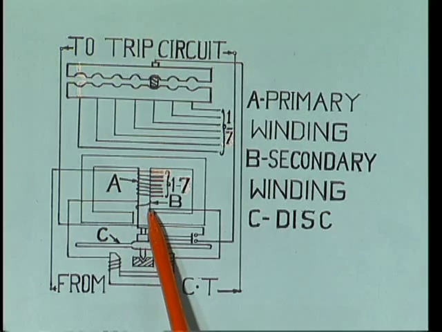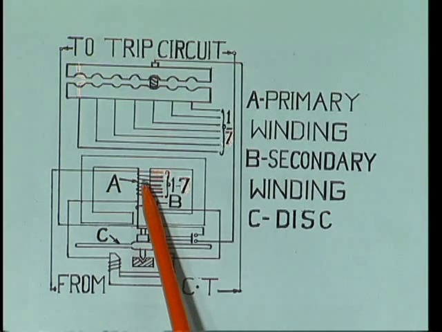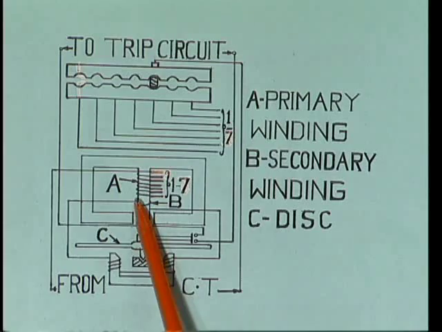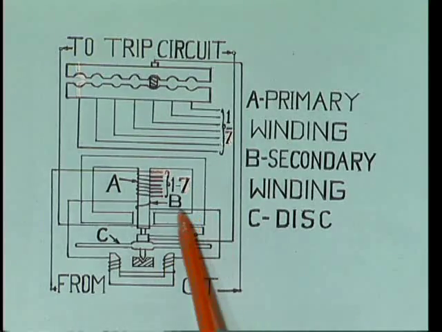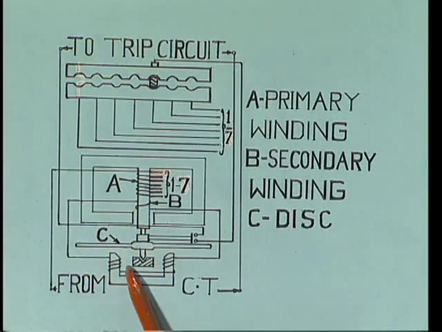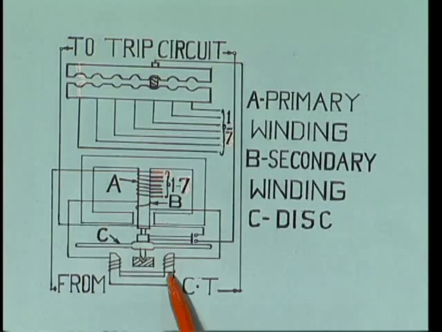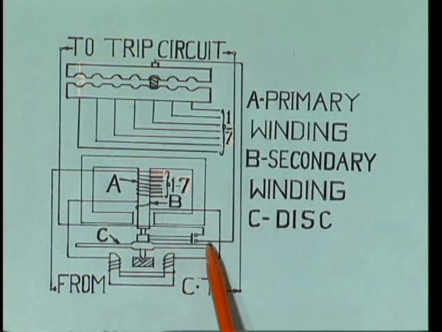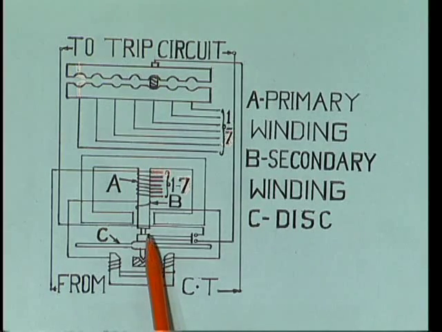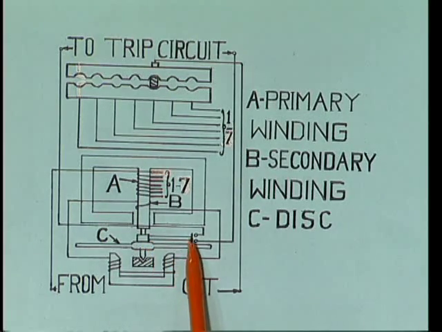This secondary winding is energized by the induction of the primary winding and is connected in series with the winding of the lower magnet. So the secondary winding is connected in series with the winding of the lower magnet, and the disc, this is the aluminum disc. This aluminum disc carries a fixed contact. This is the fixed contact. So it carries a fixed contact.